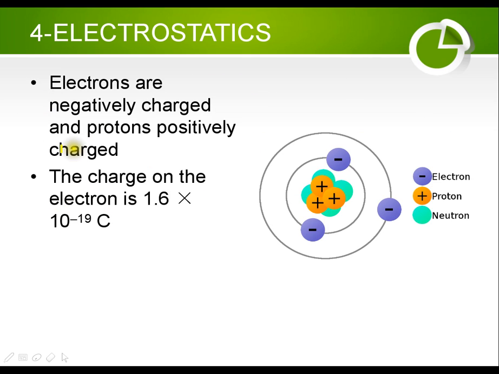Electrons are negatively charged and protons are positively charged. We are discussing everything in deep detail. The charge on each electron is 1.6 multiplied by 10 raised to the power minus 19 coulomb, and there is a sketch of these electrons, protons, and neutrons. These are positively charged protons, and neutrons carry no charge.